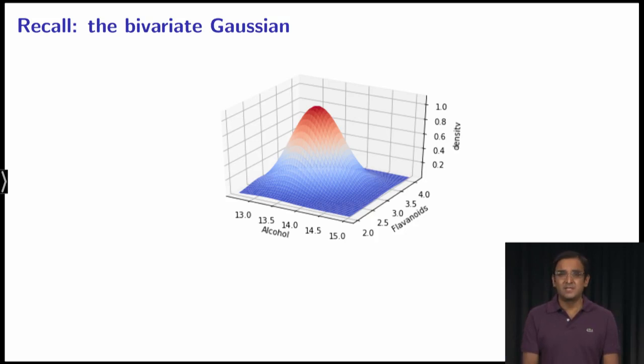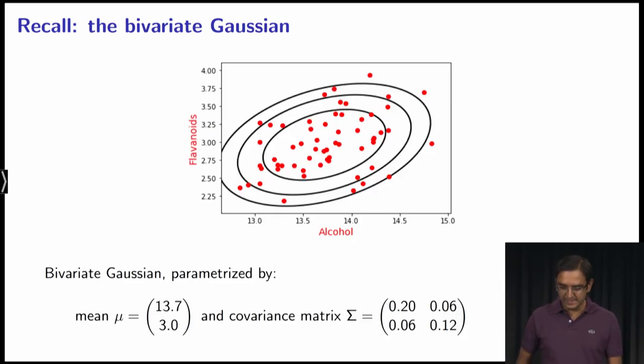I personally find pictures like this a little hard to understand. So this is another depiction which just shows the contour lines drawn on the plane. Okay, so the red dots here are the actual data points. And the way we fit a Gaussian to them was to simply compute the mean of each of the features. So there's feature number 1, alcohol level. Feature number 2, flavonoids. We computed the mean along each feature and the variance of each feature, and then the covariance between the two features. And this gave us a 2D Gaussian.